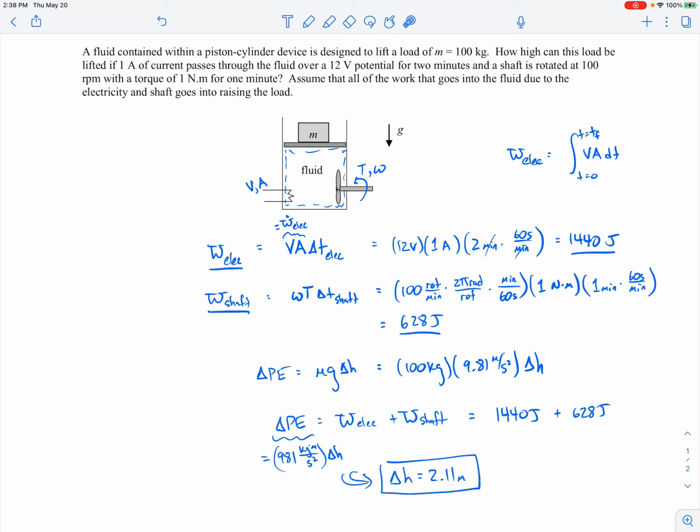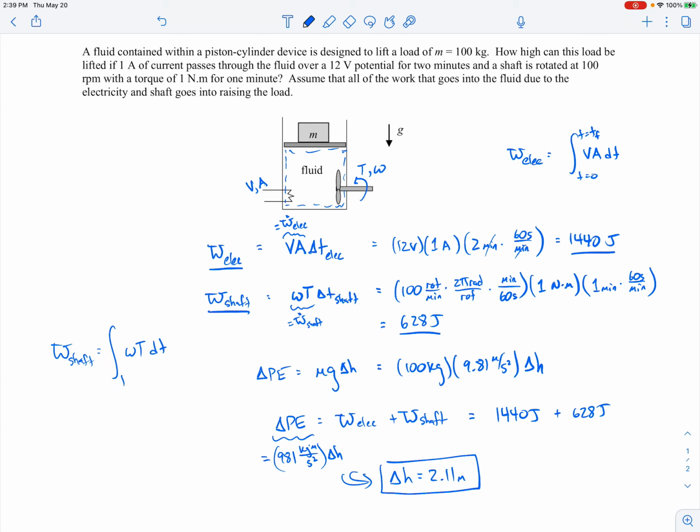And again, if the voltage or amperage vary with time, then you'd have to do an integral like this. And then down here, the shaft work, the omega t is the shaft power, so it's the rate of work per unit time, or the work per unit time. And again, if the rotational speed or torque varied with time, what we'd have to do is do an integral.